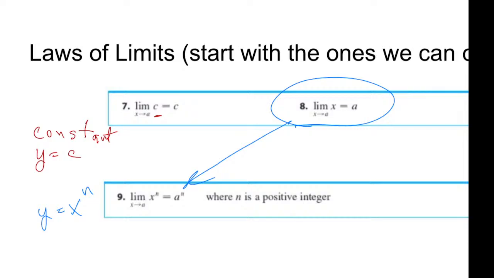Okay? So we're getting good at how limits behave and work. One more. If it works for powers, square roots will work, because what is a square root? It's just a fractional exponent.